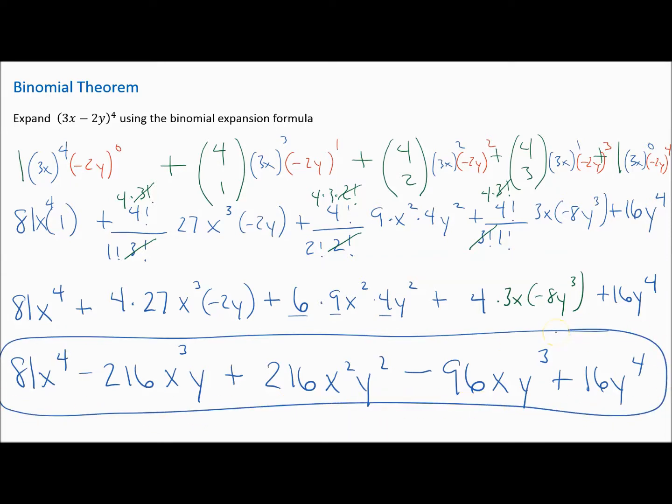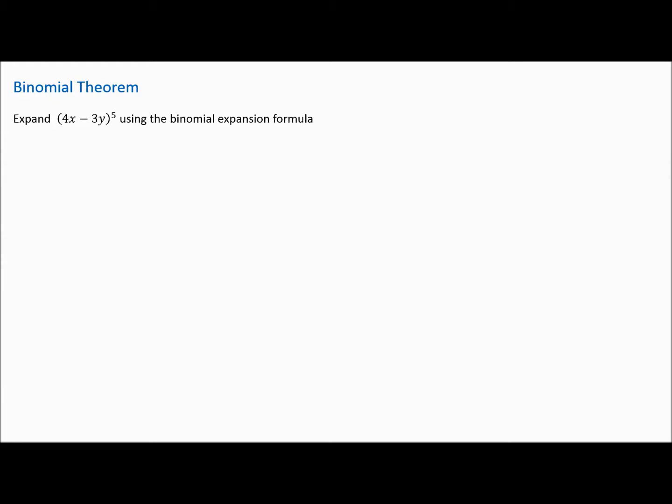Now, I know that might seem horrible, but it's better than multiplying 3x minus 2y out 4 times. That would take up all of this page and probably then some. Okay. Now, I've got another one because I feel like you need to see one more because I know this can get confusing. And this problem is a big one, right? It's to the fifth. I worry about how much space I'm going to have to get it done, but I'm going to try to write a little smaller, maybe a little slower so it's neater.